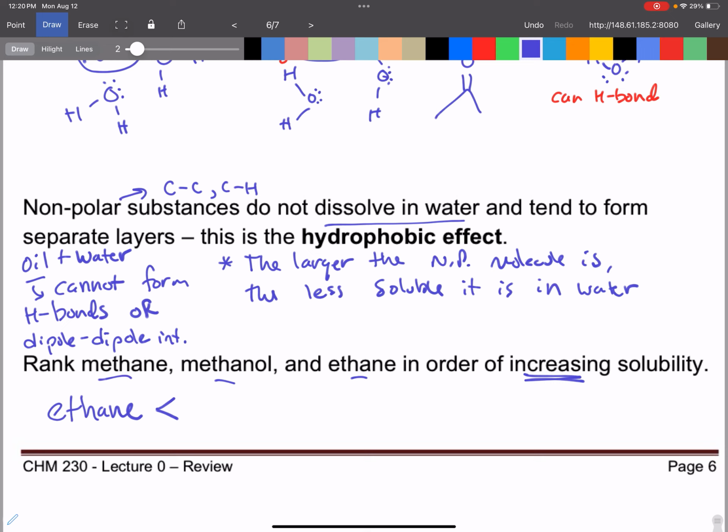Methane's a little bit smaller, so it can dissolve a little bit more readily into water, but not very well. And certainly because methanol can hydrogen bond and engage in dipole-dipole interactions, it's the most soluble. So that is the correct order for solubility for those compounds.